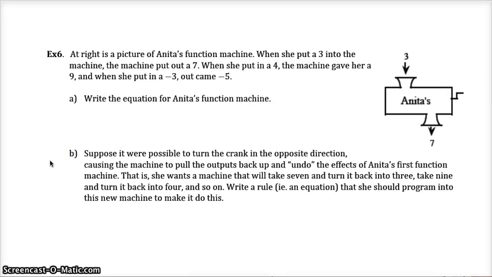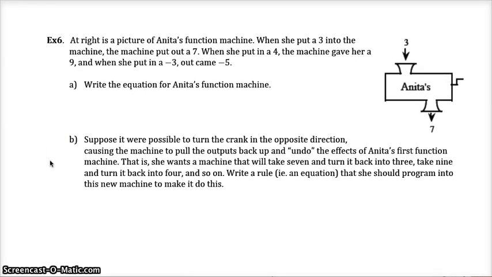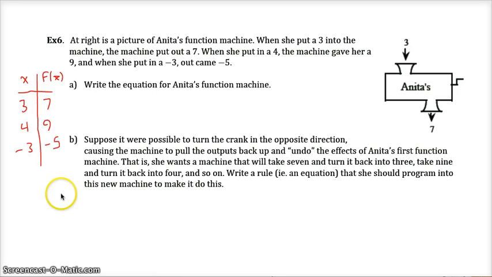Okay, next we have Anita, and she's got a machine that does the following inputs and outputs. I'll make that into a table so it's easier to see. There we go, and that's all we have. It says write an equation for her function machine.